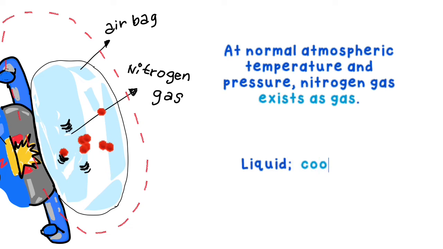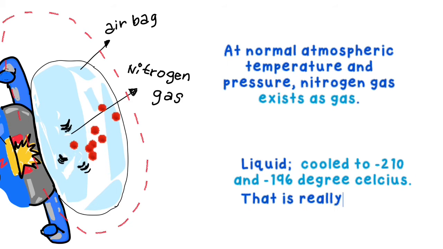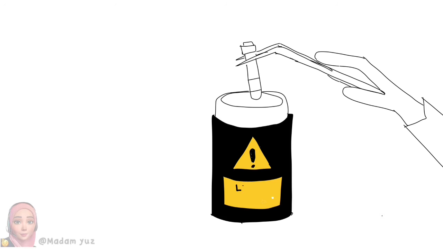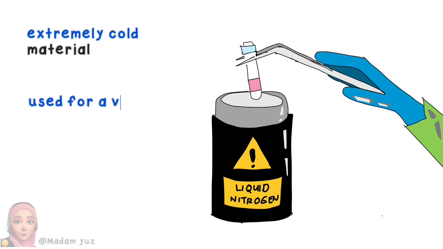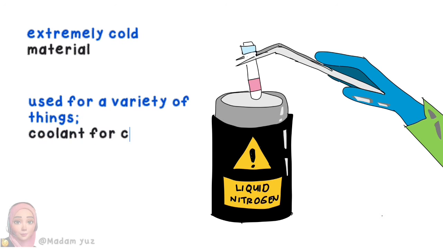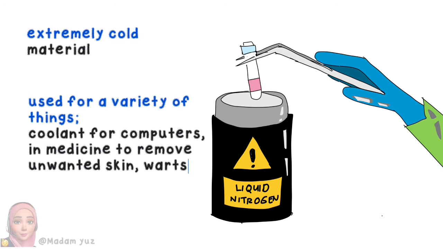To turn it into liquid, it needs to be cooled to minus 210 and minus 196 degrees Celsius. That is really cold. We do know that liquid nitrogen is an extremely cool material. It has a boiling point of minus 196 degrees Celsius. It is used for a variety of things, such as a coolant for computers, in medicine to remove unwanted skin, warts, and precancerous cells.